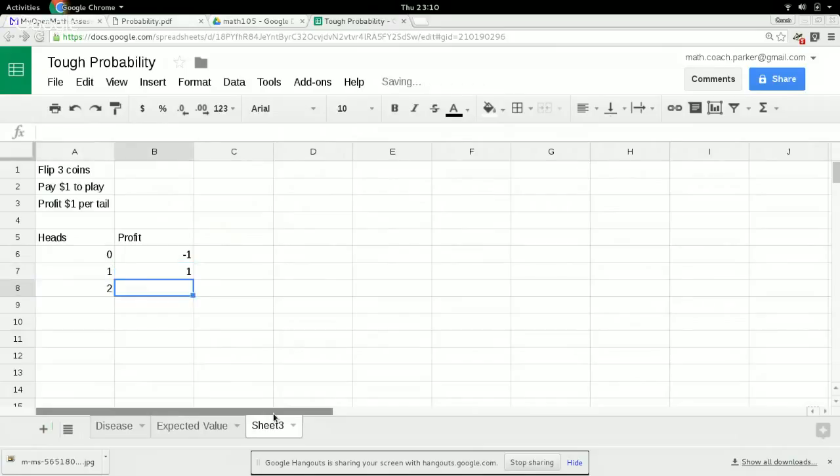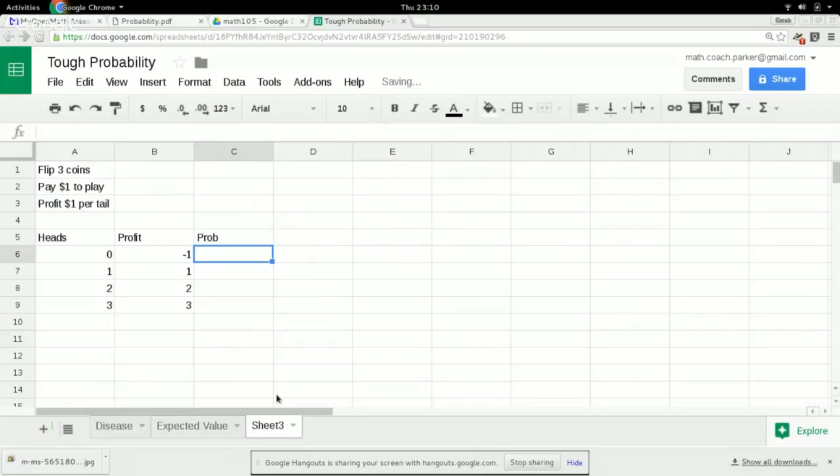If I get 2 heads, my claim is the profit is 2. And if I get 3 heads, the profit is 3. And the question is, is this going to be a fair game for me to play? To figure that out, I'm going to find the long-term average of playing this game. So the probabilities for each of these events.